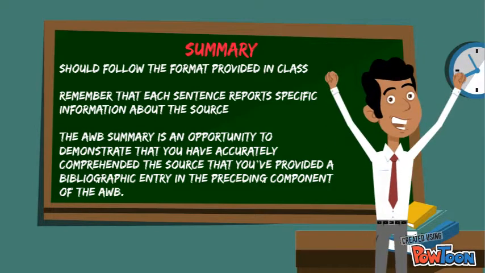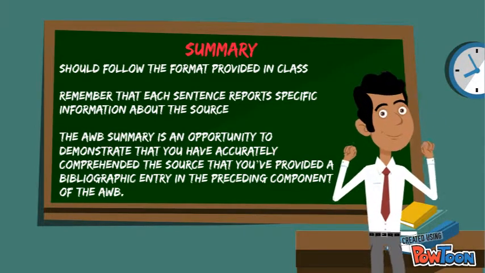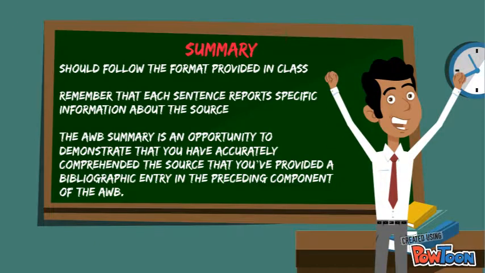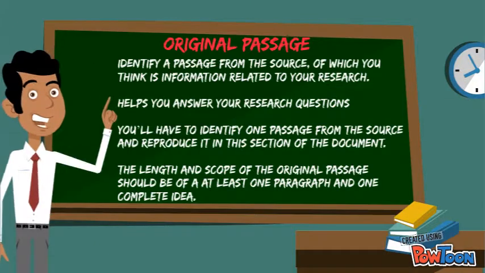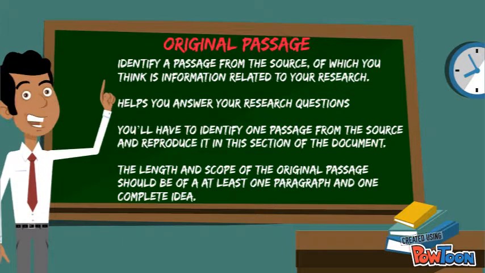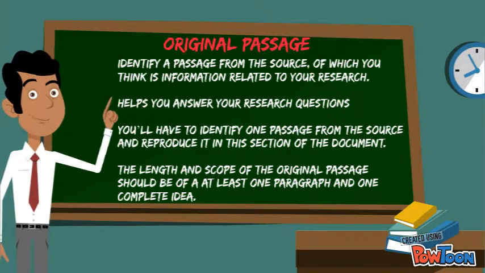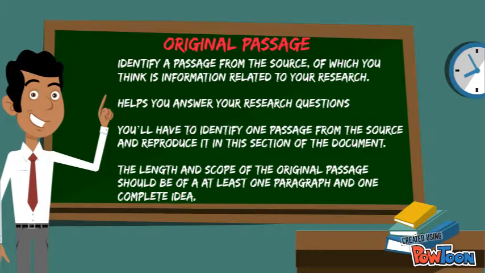The AWB summary is an opportunity to demonstrate that you have accurately comprehended the source that you've provided in a bibliographic entry. Original passage. Identify a passage from a source which you think is information related to your research. It helps you find your answer to your research questions. You'll have to identify 1 passage from the source and reproduce it in this section of the document. The length and the scope of the original passage should be at least 1 paragraph and a complete idea.